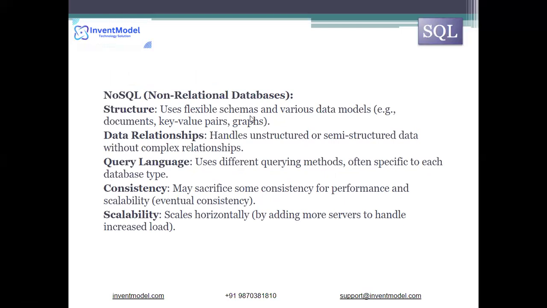NoSQL, non-relational databases, uses a flexible schema. It does not depend on structure. It is a semi-structured approach with various models like document, key-value pair, and graphs. Data relationships: it handles unstructured or semi-structured data without complex relationships. Query language: it uses different querying methods, often specific to each database type. Consistency: it may sacrifice some consistency for performance and scalability. Scalability: it scales horizontally by adding more servers to handle increased load.